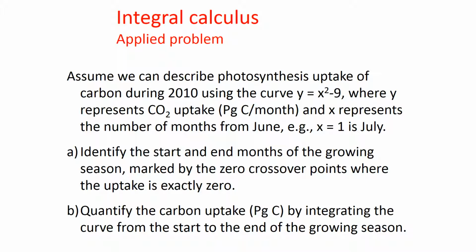Okay, so we can write our definite integral, between minus 3 and 3 for the function x squared minus 9. We just need to integrate that. Okay, so we can work out what that is. I'll just get rid of the.